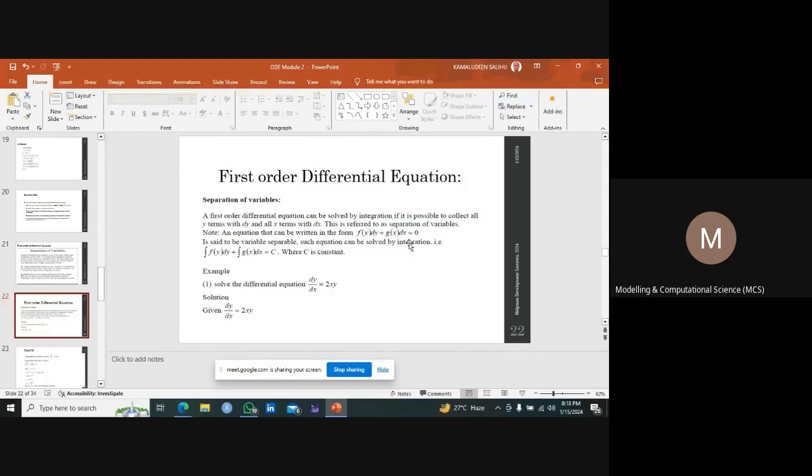I think I talked about this in our last class. So you integrate it, where C is an arbitrary constant. Let us quickly look into the example we have here. Solve the differential equation dy over dx is equal to 2xy. From here, the independent variable is x, but it is interacting with y. That is, on the right hand side, we have x and y combined.